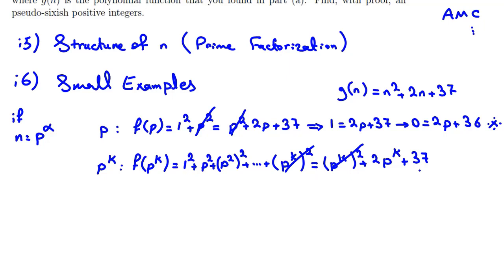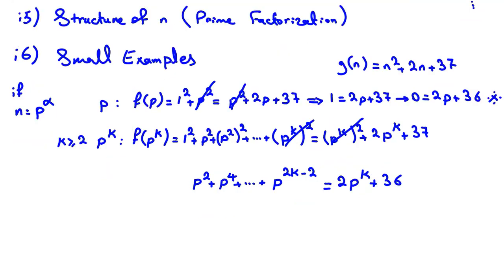Now we can cancel these two things, so we can also subtract 1 from both sides. It will be p squared plus p to the 4 plus up to (p to the k minus 1) squared, which is p to the 2k minus 2, and here we know k is at least 2 because we've considered k equals 1, equals 2 p to the k plus 36.